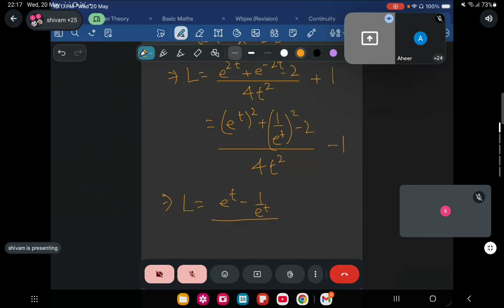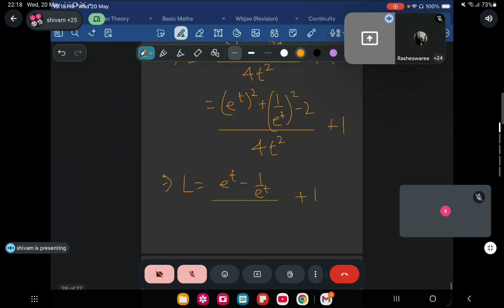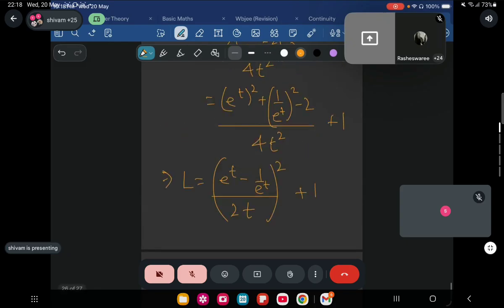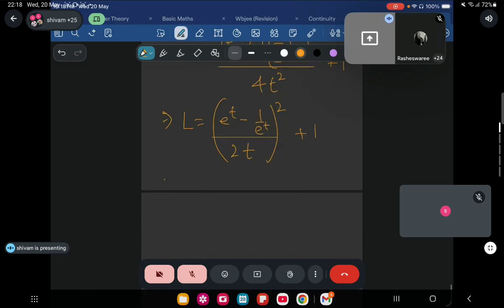divided by, just plus one on the last step, plus 1 divided by t square. Okay, so basically t will go inside. It will become 2t whole square. Tell me, are you people getting? Yes or no? Tell me, everyone. Up to this much, anyone having any doubt?